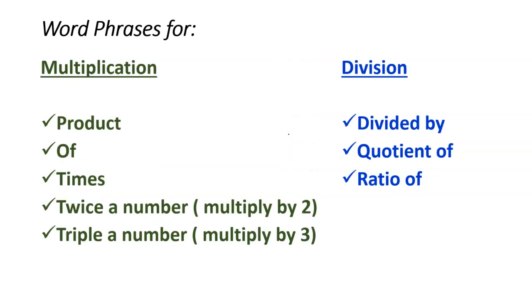Phrases for multiplication: I can use product, only the word of, the times, twice a number, meaning you're multiplying by 2, triple a number, meaning you're multiplying by 3. Phrases for division can be used as divided by. The word quotient also means to divide, and the words ratio of. Let's look at some examples using the expressions and equations that I'll be showing you in the next slide that we will try to write.